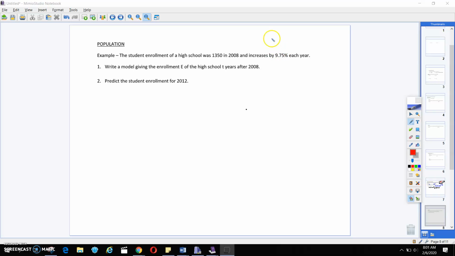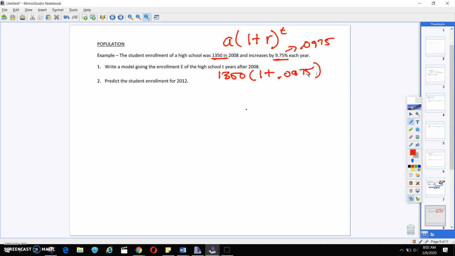So population, okay, so this is also going to be a growth thing. It says the student enrollment of a high school was at 1,350 in 2008 and increases by 9.7% each year. Write a model given the enrollment E of the high school t years after 2008. So we're going to use that growth equation. We're going to say 1,350 times 1 plus my rate, which I would convert into a decimal, which is 0.097. And I'm going to raise that to the t power.